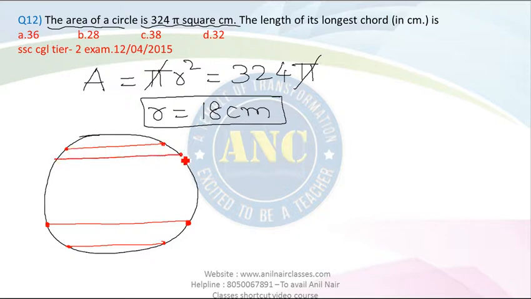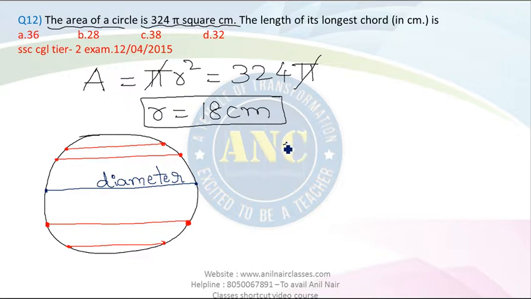There can be infinite chords for a circle, but out of all the chords I have drawn, the longest chord happens to be the diameter. The length of the diameter is longer than any of the other chords. That means they are asking you the value of a diameter in this case, right? Indirectly they are asking you to find the diameter.